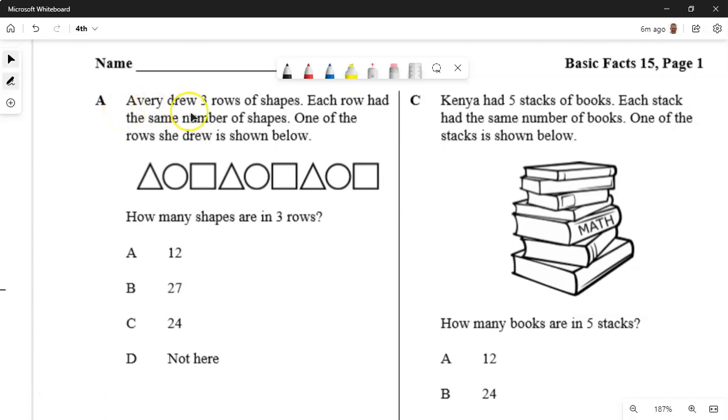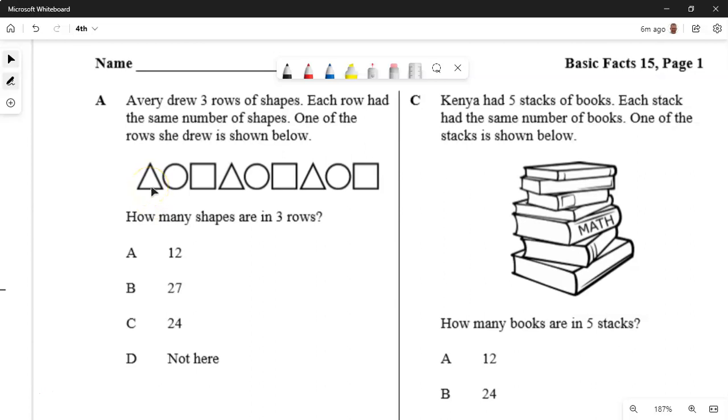Okay, it says Avery drew 3 rows of shapes. Each row had the same number of shapes. One of the rows she drew is shown below. How many shapes are in 3 rows? So if this is 1 row, to figure out how many are in 3 rows, we need to figure out how much are in 1 row.